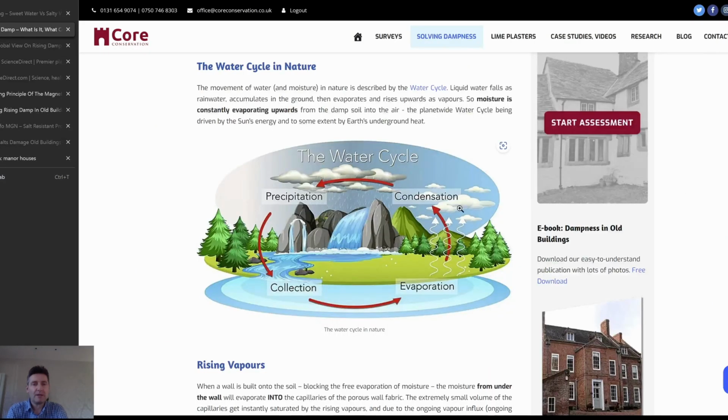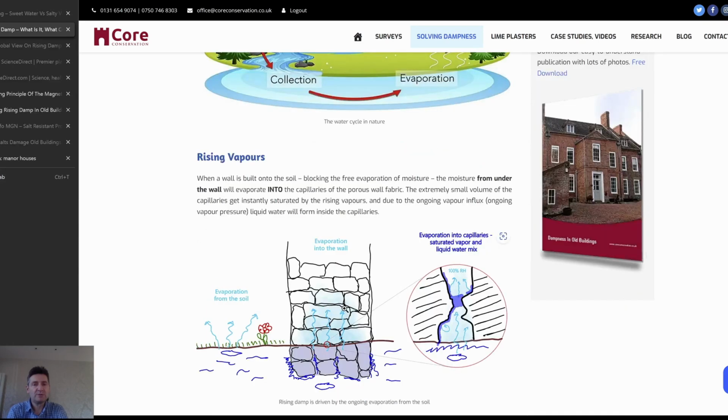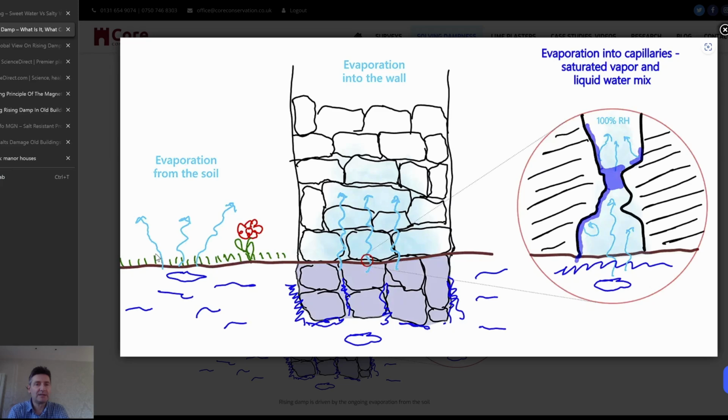So if we build a wall onto the soil, and bear in mind that the soil is always damp to some extent and always evaporates upwards, then the moisture evaporation is going to occur inside the walls. The source of the moisture is the ground, typically from under the buildings, and we are going to have moisture evaporation occurring upwards.